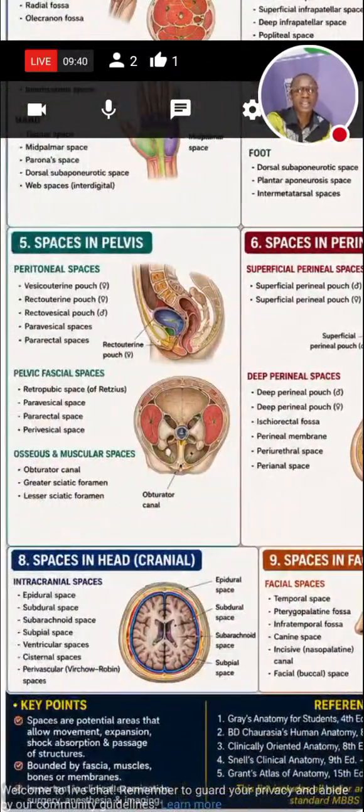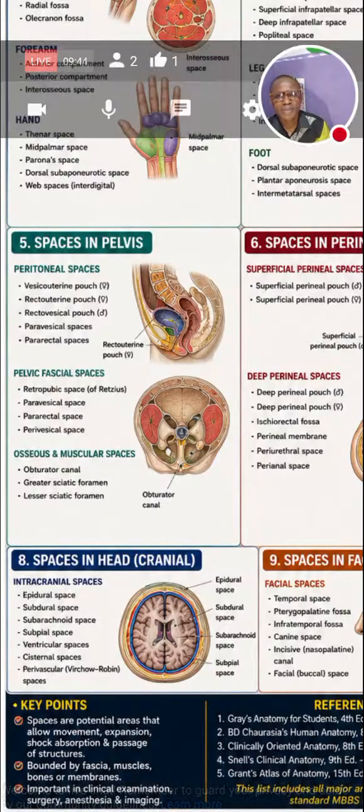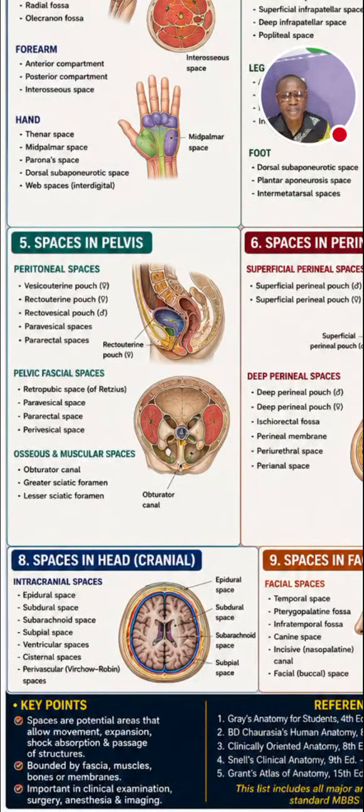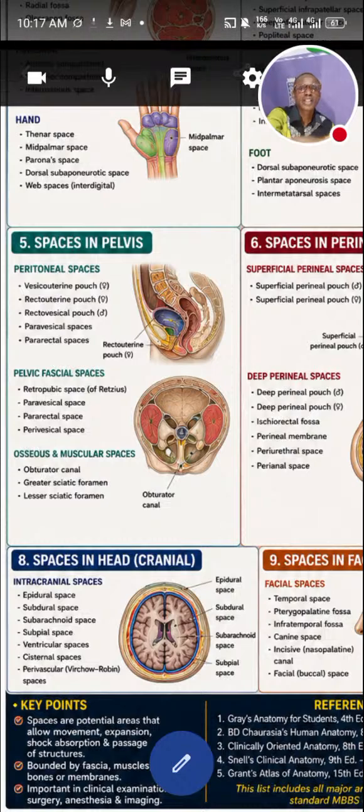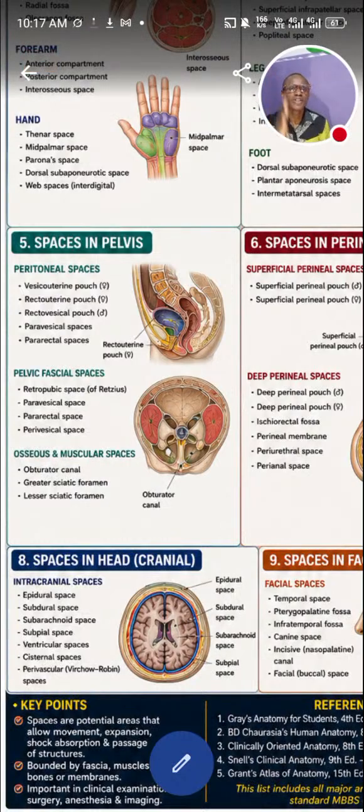You can see the spaces in the pelvis: peritoneal spaces, pelvic fascial spaces. So the thing is, from your first preclinical year to your last clinical years, you're going to see spaces. First in coursework, there will be spaces. Second in coursework, there will be spaces. Third in coursework, there will be spaces. So it's good you get to know spaces are coming.